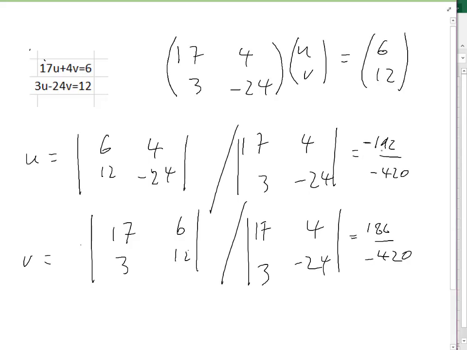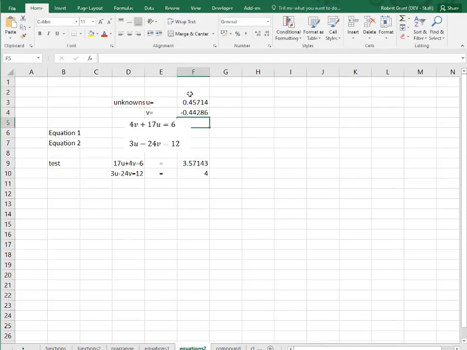Okay, so this looks wrong: 192 over 420, negative 186 over 420. Oh yeah, I've got to change these to the right coefficients. So this should say 17 times u and 4 times v. So that's going to come out correctly. Plus 4 times v. Oh, 6, okay, it works. Let's do this one. 3 times u minus 24 times v equals 12. Okay, so it does work. So these are the correct solutions.